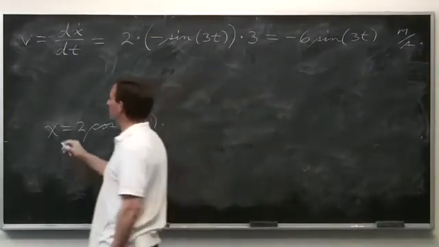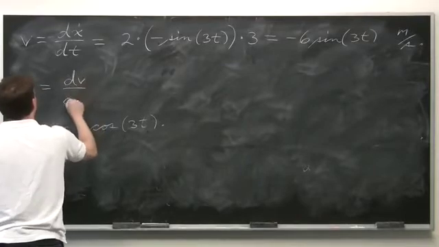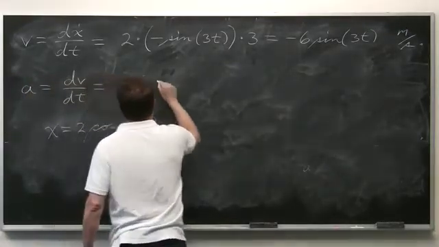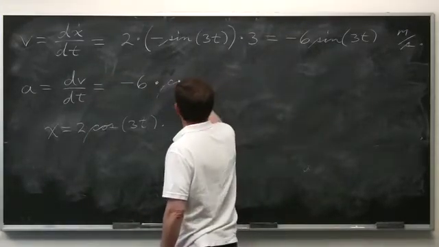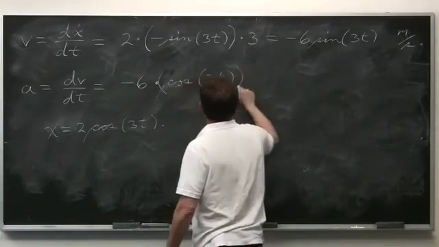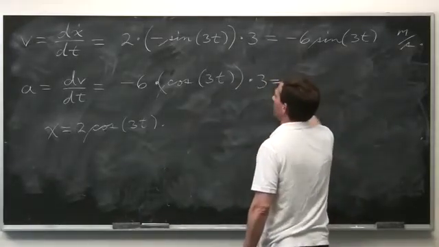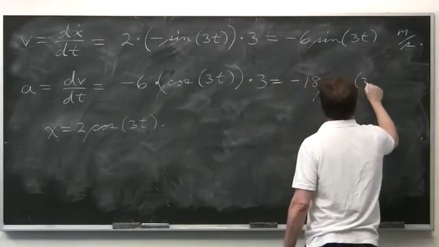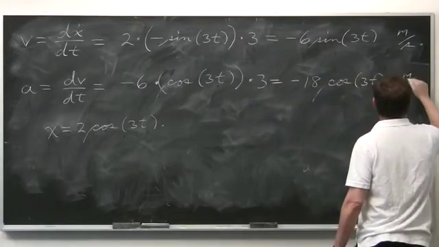And the acceleration is the derivative of the velocity, so the instantaneous rate of change of the velocity. The minus 6, you just pull that out. The derivative of sine, we just saw, is cosine. The 3t stays 3t, but by the chain rule, you have to multiply it again by the derivative of the 3t, so you get another 3. So you get minus 18 cosine of 3t meters per second squared, or meters per second per second.